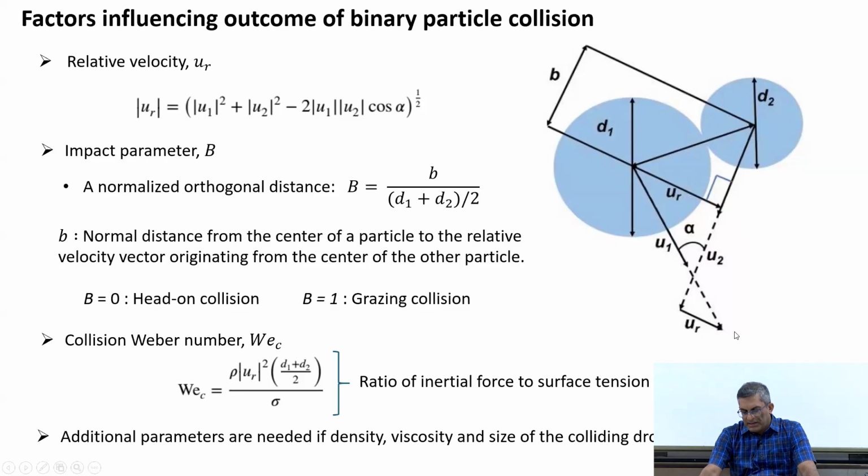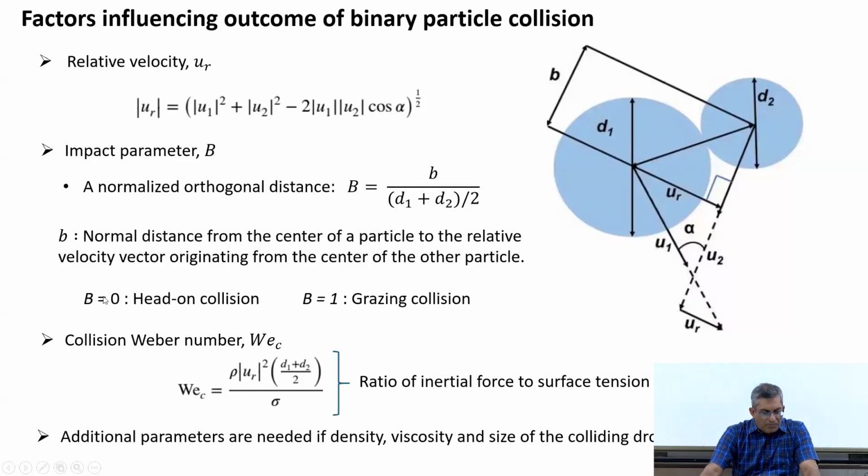So, you know what the relative velocity is. You draw the relative velocity at the center of one particle, any of these two, it does not matter. Then you calculate the normal distance from the other particle to the relative velocity. I hope this is clear. This is your relative velocity and this is the normal to the relative velocity from the other particle. This is the distance B, and you normalize that with the average particle size.